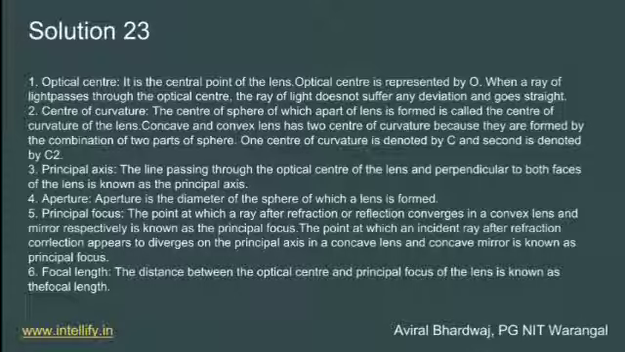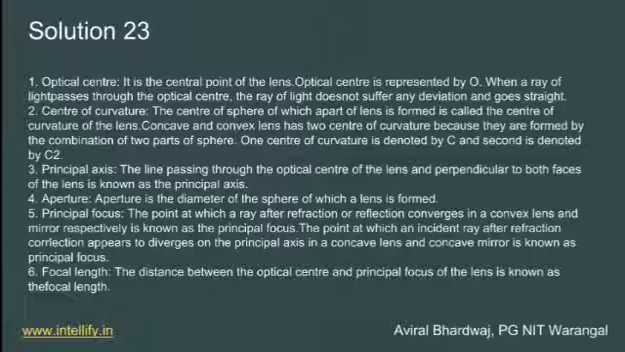What is optical center? Optical center is basically the central point of the lens. It is represented by O. When light passes through the optical center of the lens, it does not suffer any deviation and goes straight.